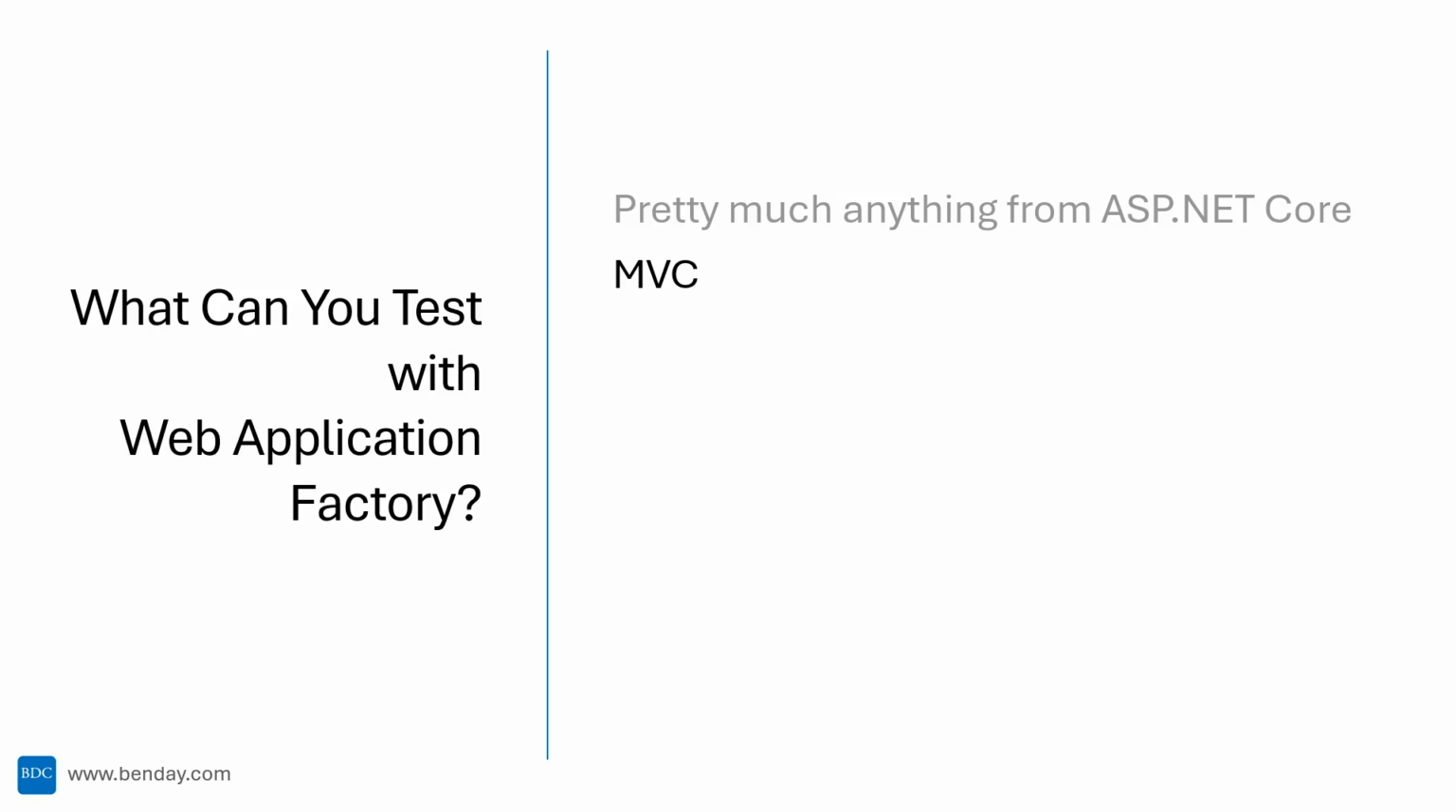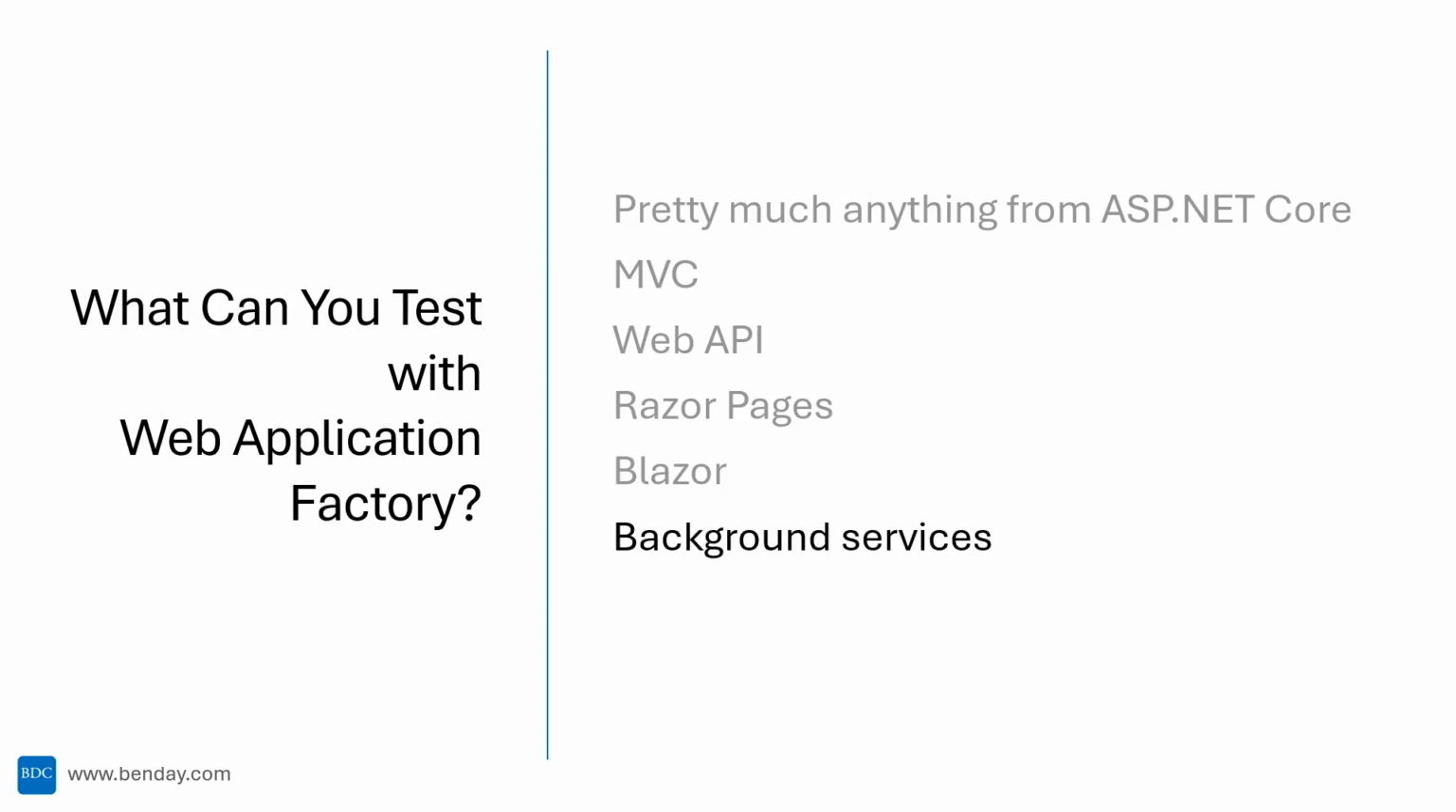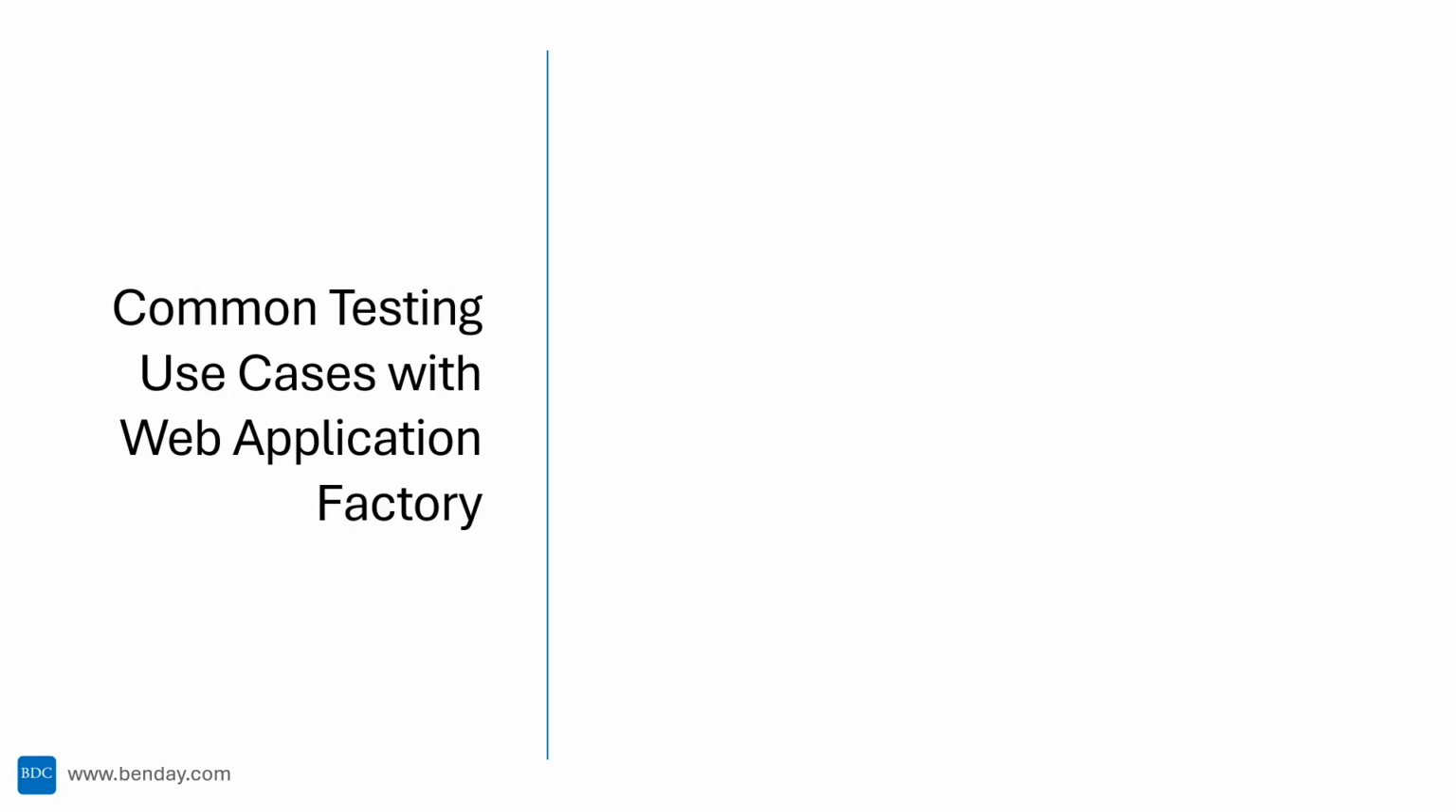That means MVC applications, web API services, apps using Razor Pages, or if you're using Blazor for your UI, you can use that. And then finally, there's one that I didn't know until I started to create this slide, background services for your applications. Here are the major things that I tend to test. Controller classes, honestly, this is probably 90% of what I test with WAF. So that covers MVC controllers and Web API controllers.